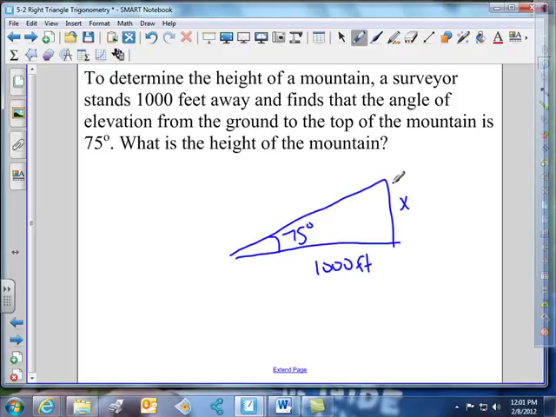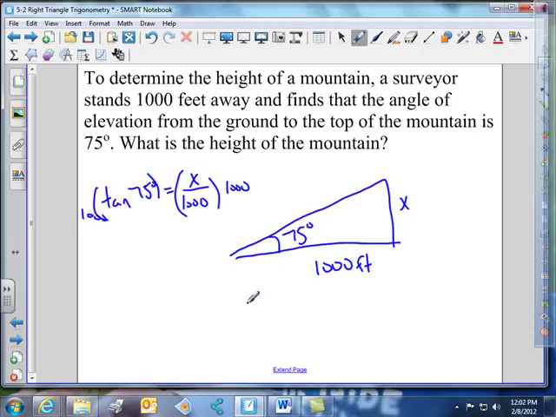What I'm going to do is I'm looking at this angle, I'm looking at the side I'm supposed to find, and here's the angle, or the side that I'm giving. So this is the opposite side over the adjacent side, which is tangent. So I'll say the tangent of 75 degrees equals x over 1,000. In order to solve that, I'm going to multiply both sides by 1,000.